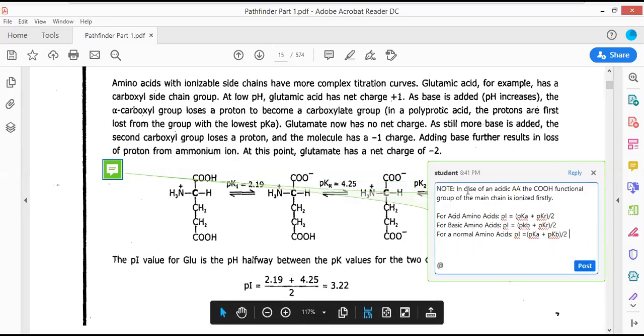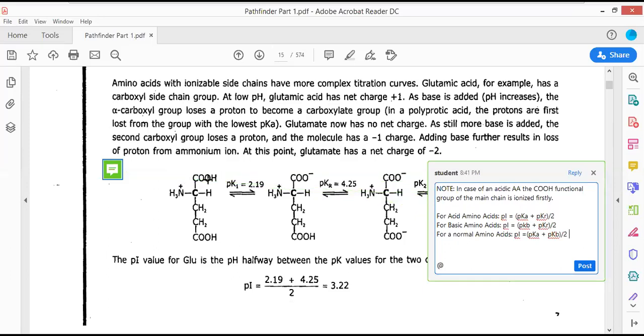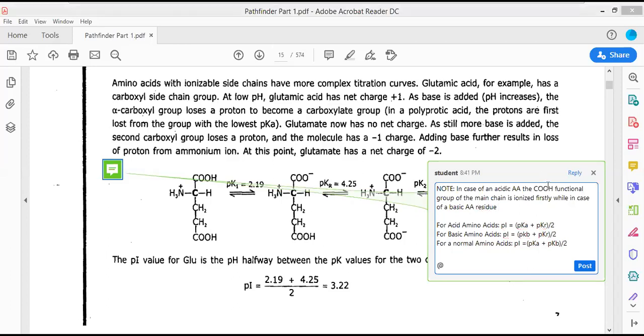Now the note is that in case of acidic amino acid, the carboxylic group of the main chain is ionized firstly, while in case of a basic amino acid residue, the amino group is ionized at last. Now there are more than 10 questions given in your Pathfinder MCQ as well as in test and evaluations, which are based upon these formulae.